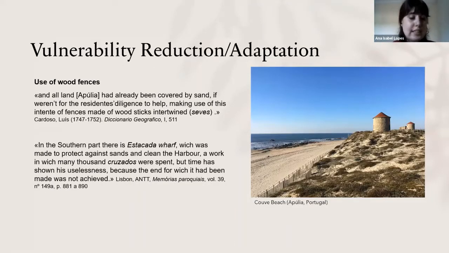But communities in this territory were aware that some defensive structures allowed them to be less vulnerable, and that if it were not for these structures, fences or forests, they would also suffer the same misfortune as some neighboring places. In Apúlia, fences made of wooden sticks tied together were used. They call them sebes. And in Monserrate, on the right bank of the Lima River mouth, a fence was placed to protect from sand and clean the Lima River harbor, but it proved to be ineffective.